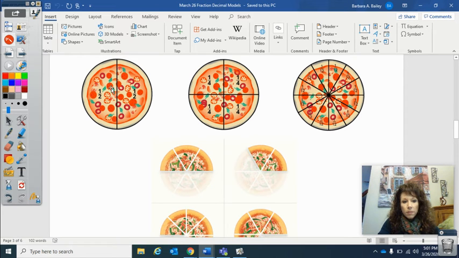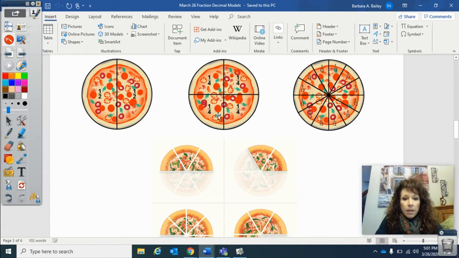So if you look at this first pizza here on the left, we see that it's a whole pizza, but it's divided into 2 parts. And that's easy to see because there's a line. And then also the denominator, the bottom number, tells me that it's divided into 2 equal parts. And so we call that fraction 1/2, one half.